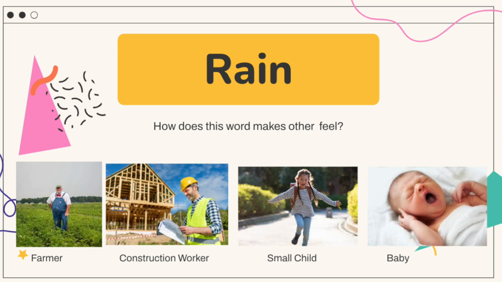What about a small child? How might they feel about the rain? Excited because they get to play in it, right? Okay. Last one. Let's look at a baby. How do you think they might feel in the rain? All right, confused because they don't have an understanding. All right, good job, you guys.